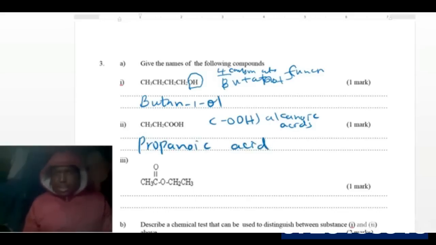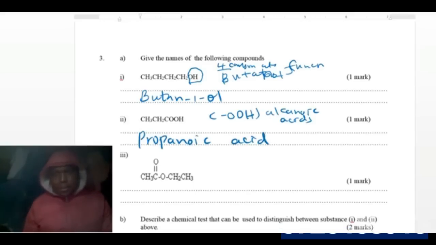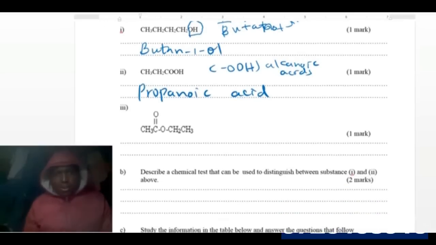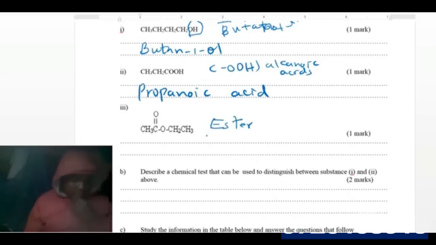Then look at the next one, Roman 3. Which compound is this? When you see this compound written in this way, you should know that this one is an ester. So the process is esterification.